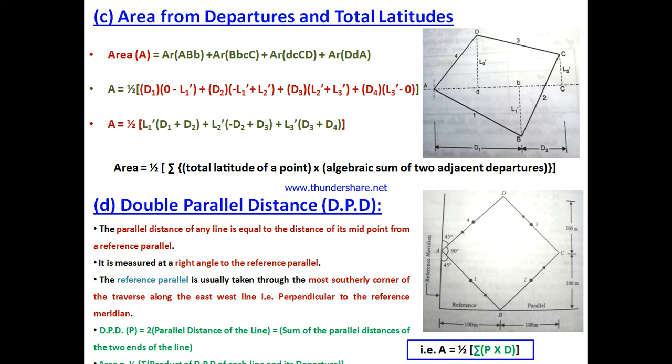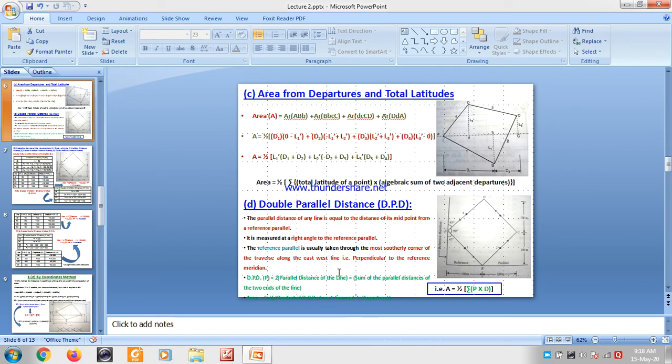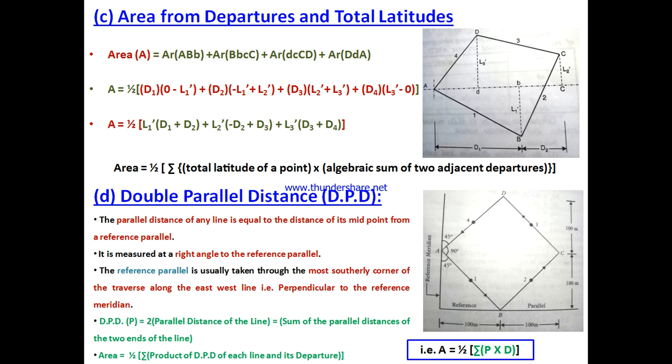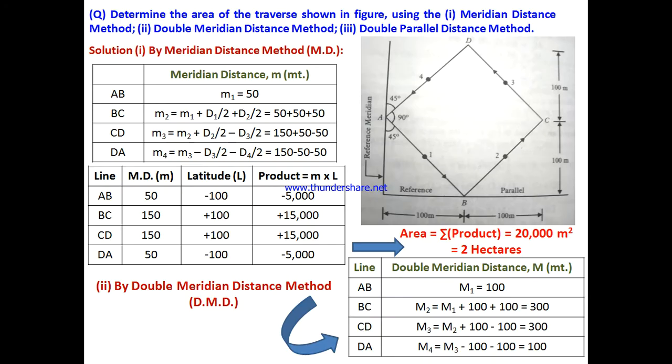Or in other words, the area will be calculated as follows: if we have determined the value of P for each case, then after multiplying it by the departure D, we can calculate the value of area. Okay. So in this manner, with any of the four methods, we can easily calculate the area of a given traverse. Now, when we solve numericals on the basis of these methods, it will be very clear to you. So let's begin to solve this numerical.